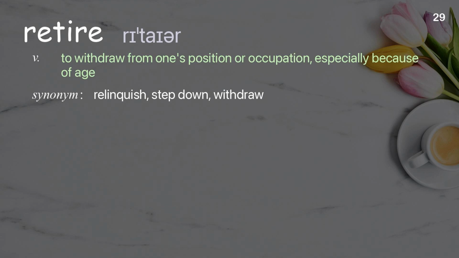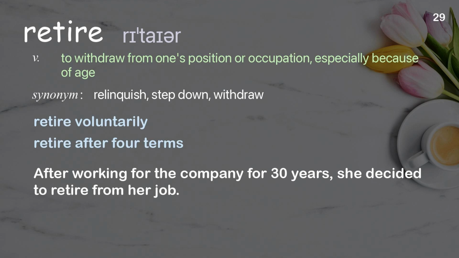Retire. To withdraw from one's position or occupation, especially because of age. Examples: Retire voluntarily. Retire after 4 terms. After working for the company for 30 years, she decided to retire from her job.